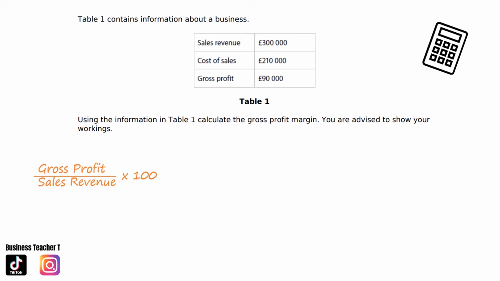So in this instance, the gross profit is £90,000 and the sales revenue is £300,000, and we times that by 100. And that gives us gross profit margin of 30%.